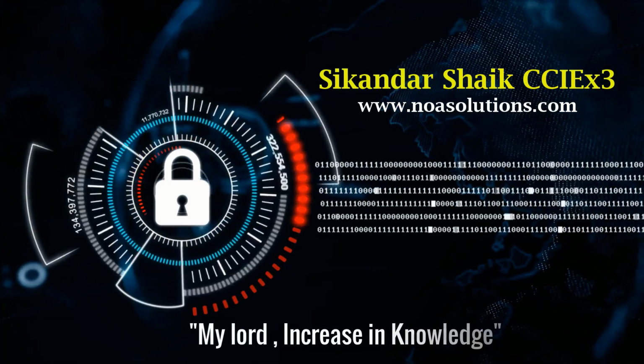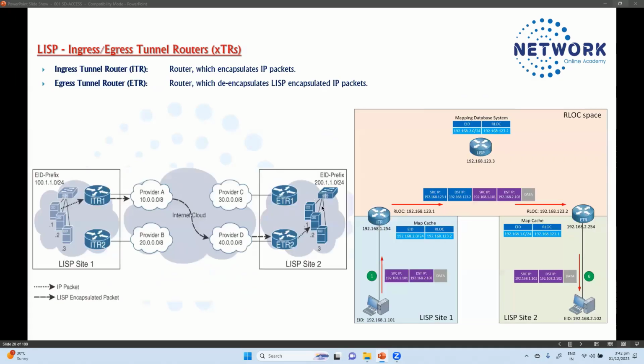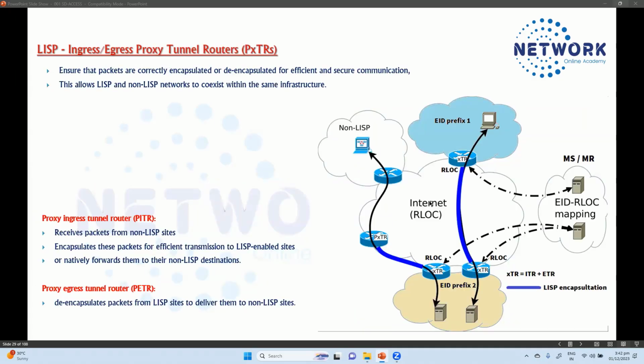Now the next two components we'll try to understand are the ingress and egress proxy tunnel routers. We call them proxy tunnel routers. The previous one we discussed was the tunnel routers, and now we'll try to understand the proxy tunnel routers. Proxy tunnel routers play an important role in enabling communication between the LISP sites.